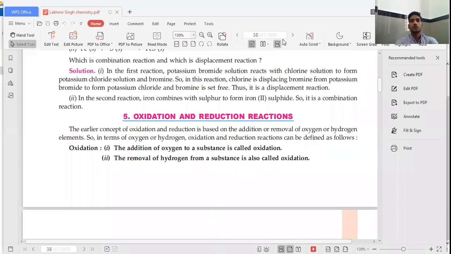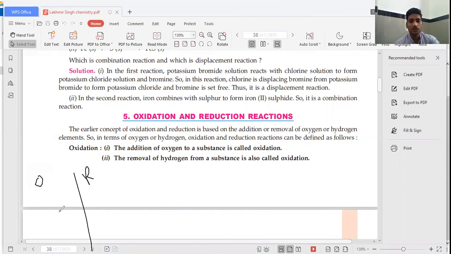Fine, students. This is the last lecture of the chapter Chemical Reactions and Equations, in which we are going to discuss the oxidation and reduction reactions. Before we discuss oxidation and reduction reactions in great detail, I would like to tell you all about oxidation and reduction. I hope most of you must know. If you don't know, then let's discuss oxidation and reduction.